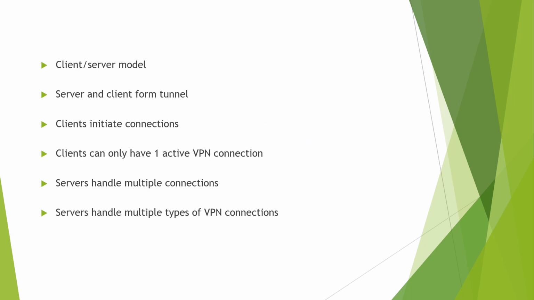A VPN connection requires a VPN server and a VPN client. The server is the gatekeeper at one end of the tunnel, the client is at the other. The main difference between the server and the client is that it's the client that initiates the connection with the server. A VPN client can establish a connection with just one server at a time. However, a server can accept connections from many clients simultaneously.